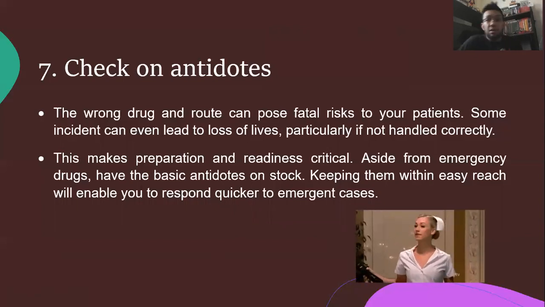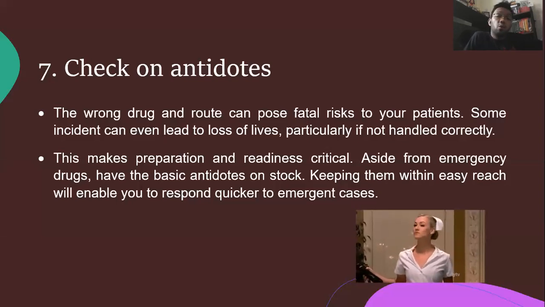Let's say, for example, you're at the surgery ward, and it's very, very common for doctors, surgeons, to prescribe narcotic analgesics as post-op medications for patients. Now, if there was a medication error that was committed, say for example, you have given a dosage that was more than what was prescribed, this can put the patient at risk because there are certain narcotic analgesics that can cause respiratory depression. So these are certain common drugs. Make sure that you have in stock antidotes that will help resist the adverse effects of narcotic analgesics, such as Narcan. Narcan is the brand name, Naloxone is the generic name.